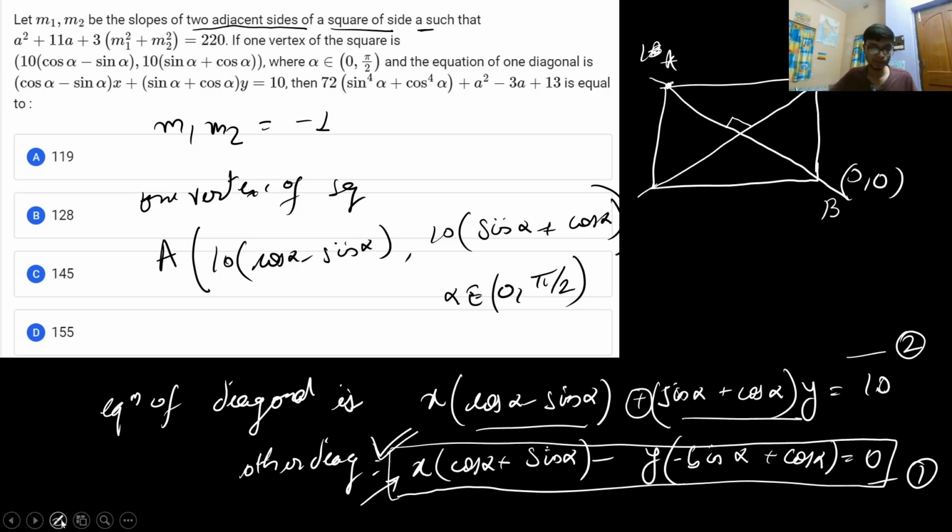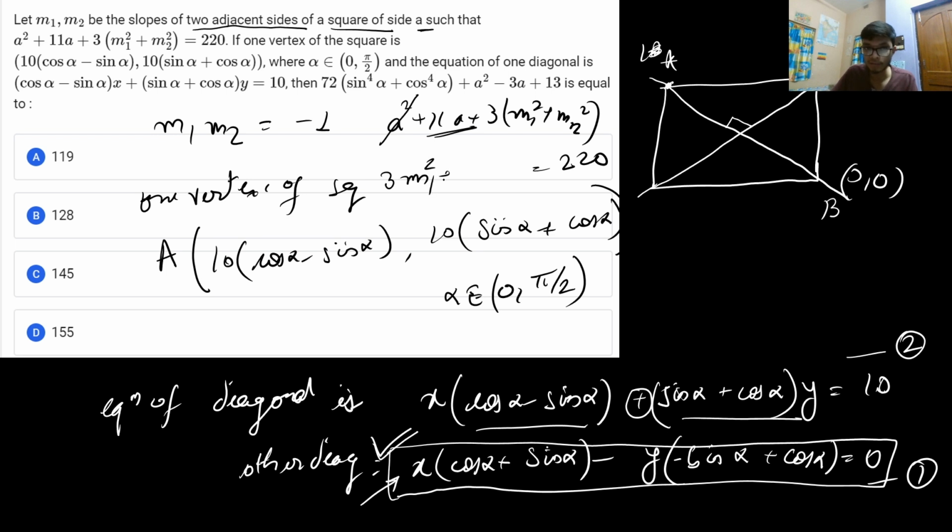So from here, I got the first equation, the one given to me: a square plus 11a plus 3 times m1 square plus m2 square is equal to 220. I can definitely solve this, because I got the value of a as 10. So a square will be 100 and 11a will be 110. So I can write 3 times m1 square plus m2 square. I am doing this very roughly, just bear with me. I am not giving you fair notes; I am trying to solve this problem, not make good notes.